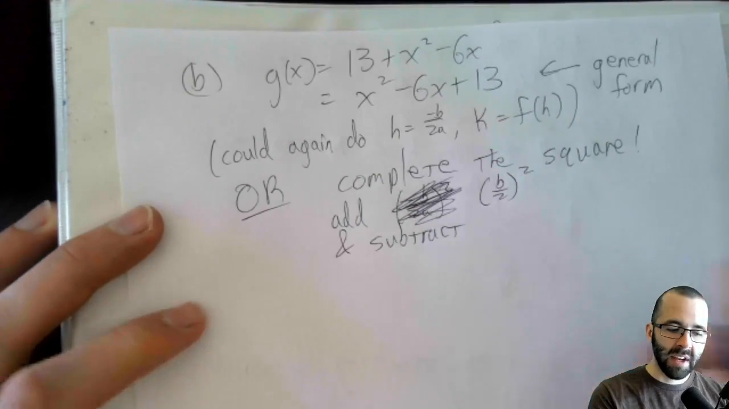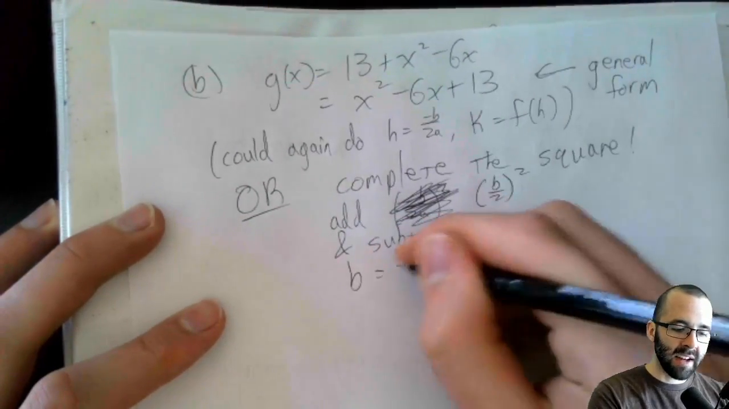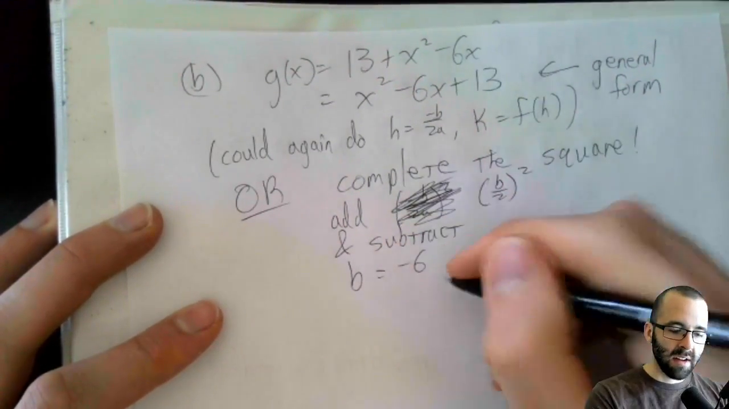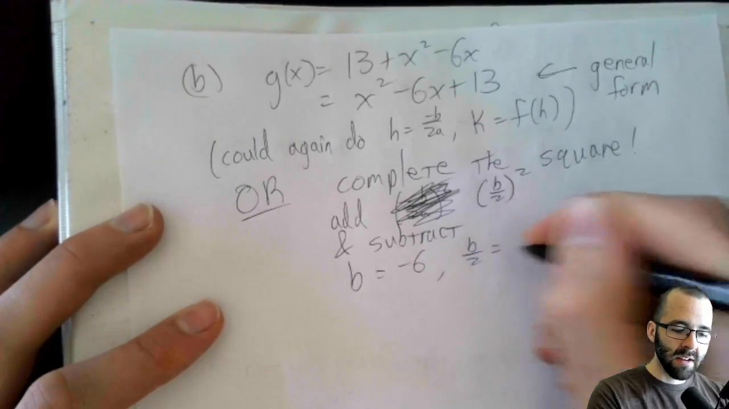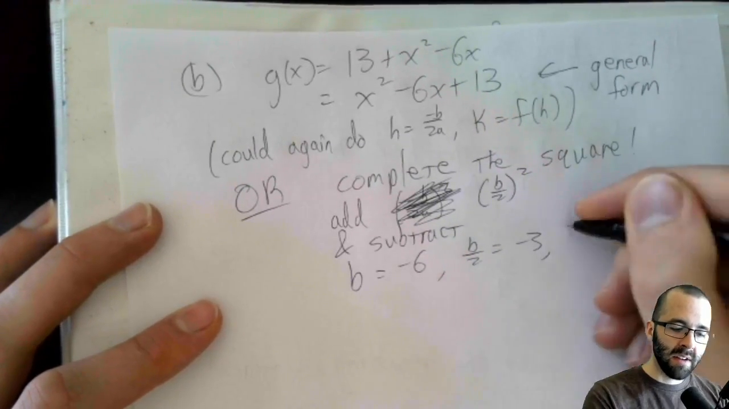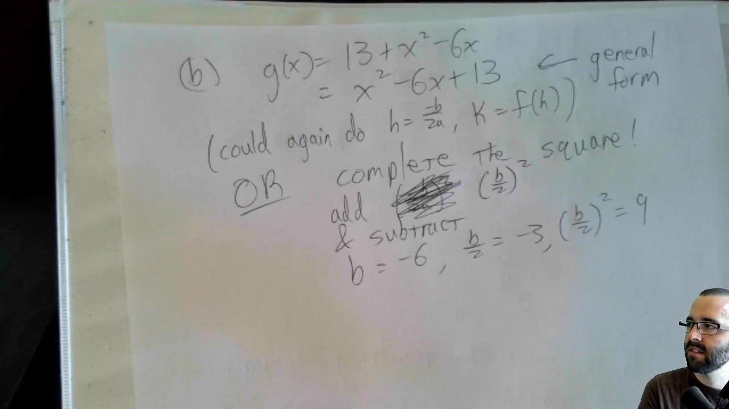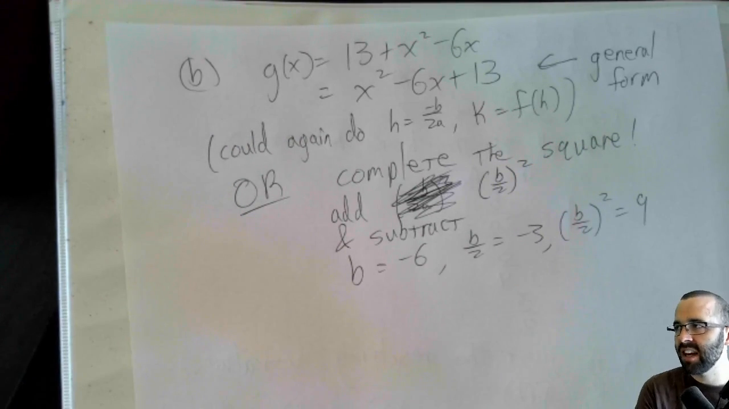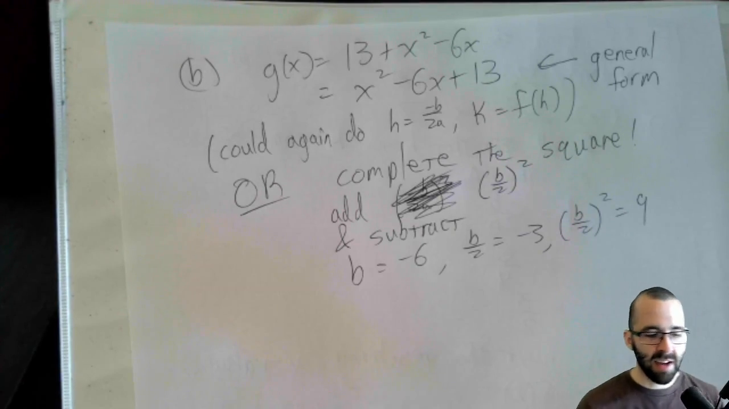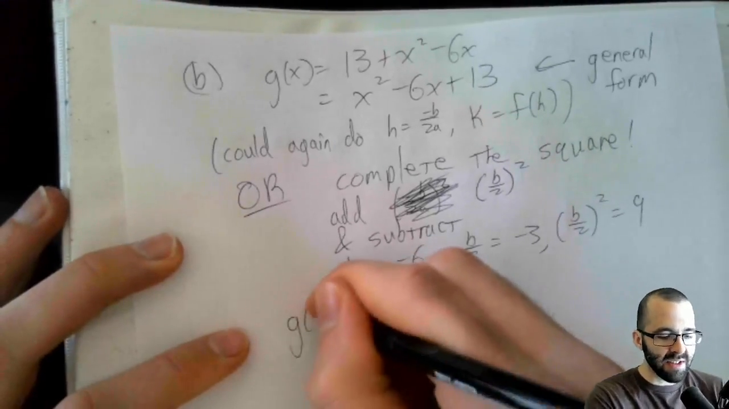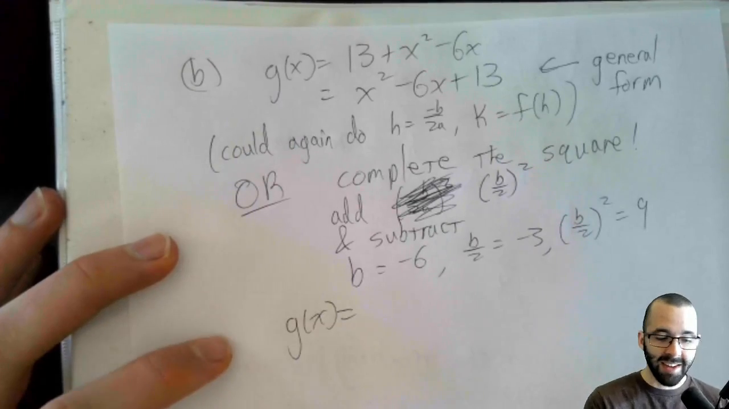Okay. So our b is negative 6. What's half of that? Negative 3. And when you square that, you get positive 9. So we're going to add a positive 9 and subtract a positive 9. And we'll see what happens. What does completing the square even look like here? You're going to find out.